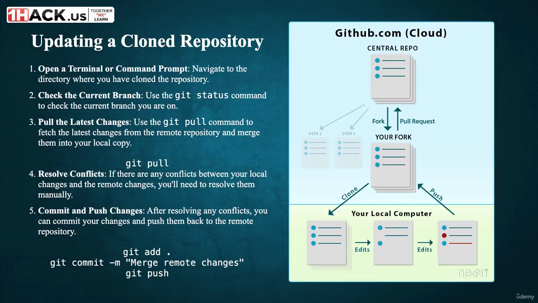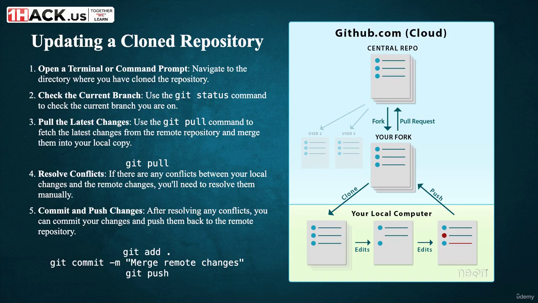Once you have cloned a repository, you may need to update your local copy to keep it in sync with the remote repository. To do this, you'll first need to open a terminal or command prompt and navigate to the directory where you have cloned the repository. Next, you can use the git status command to check the current branch you are on. This will help you understand the context of the changes you are about to pull.